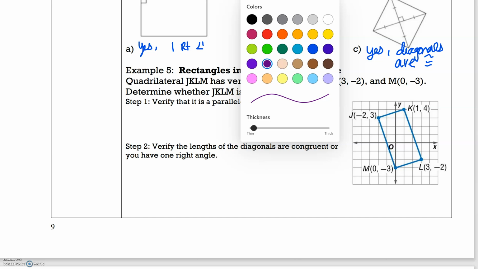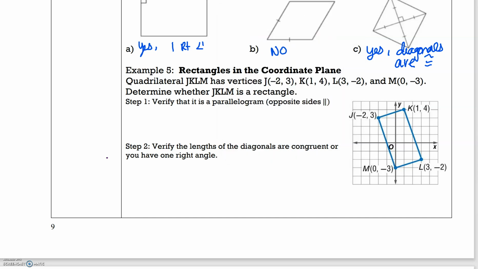You can also double check and just find their slopes and find one right angle if you wanted to with the sides. And then you could do it that way. If you don't want to have to calculate length, you could just do your slopes of this side and see if it's a right angle. So that might be a little bit easier.